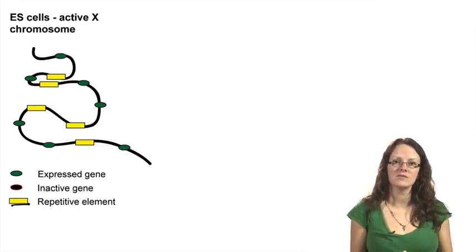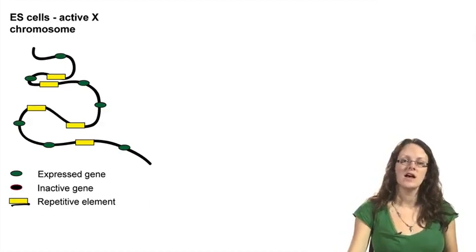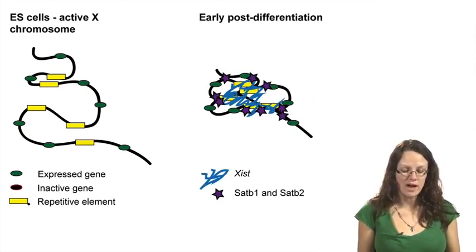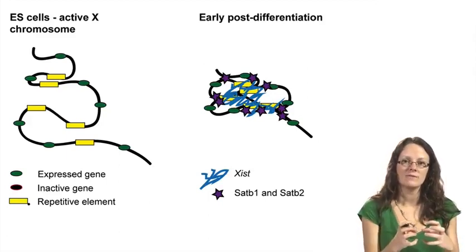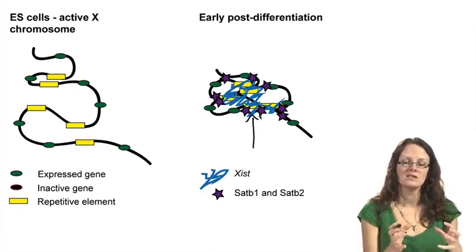Shortly after these embryonic stem cells, or the inner cell mass, are induced to differentiate, you get a change in how the X chromosome looks and how much space it takes up. We know that Xist expression comes on, which I'm showing here as a blue squiggly line, and we know that SATB1 and SATB2 are involved. So what happens is that this X chromosome is recruited into the Xist domain. But to begin with, it's only those repetitive elements, shown in yellow here, that have been recruited into this region that contains Xist. So it's only the repeats that are silenced.